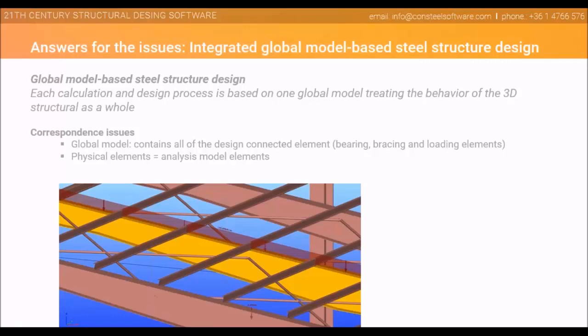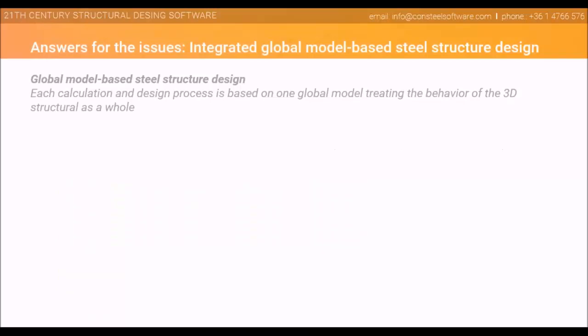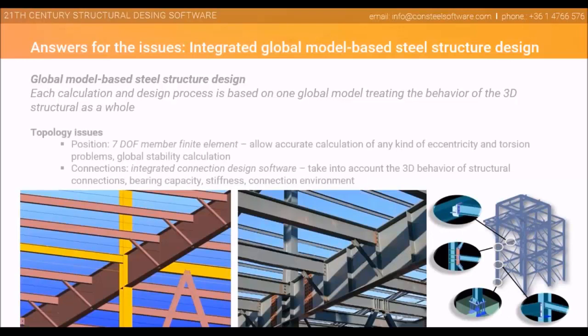This global model contains all of the design-connected elements, bearing, bracing, and loading elements, and the legs of the elements in the analysis model are the same as in the physical BIM model. The position of the elements could be the same as in the BIM model, because global model-based design with 7 degrees of freedom finite elements is able to handle any kind of eccentricity and torsion problems, and global stability calculation can be done based on this model.